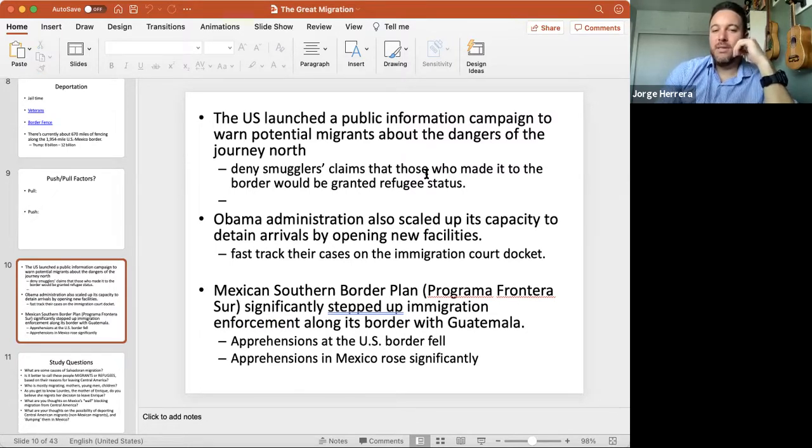Back to this topic. So the United States said, don't listen to these smugglers. You don't get refugee status here in the United States, right? The Obama administration also scaled up its capacity to detain arrivals by opening new facilities. And we started talking about kids in cages during the Trump administration, and it came out and they didn't do anything about it. And there's still kids in cages now and families broken up. But he wasn't the first, Obama did it too. People have always been doing that. It's just that things are more known now.